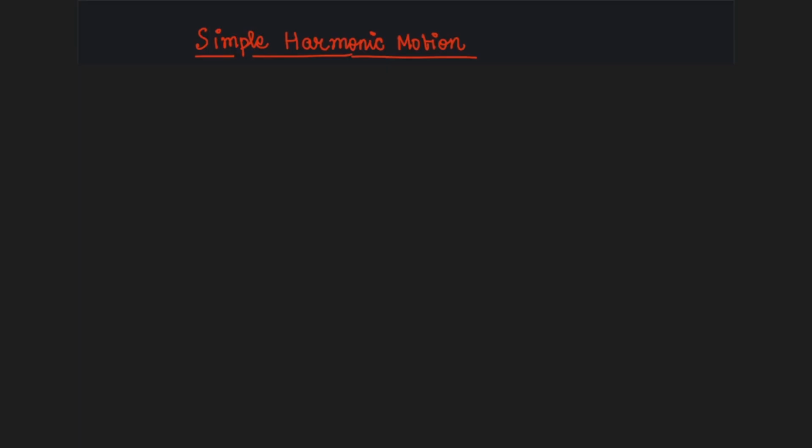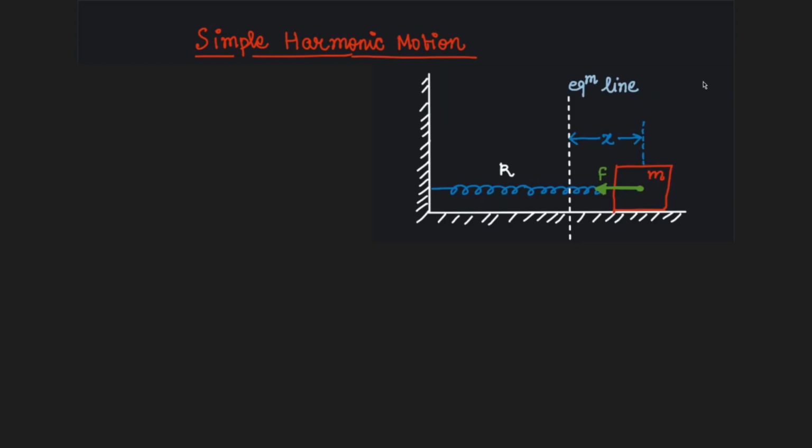So before coding up the dynamics of the simple harmonic motion, let's just look at what it is. Let's just revise what simple harmonic motion is. In simple harmonic motion or a spring mass system, there is a spring with the constant k. The spring has an equilibrium line on which if the mass is kept, there is no force applied by the spring to the mass. But if it is moved by x distance on either side, the spring applies a force F shown in green opposite to the direction in which the mass was moved.